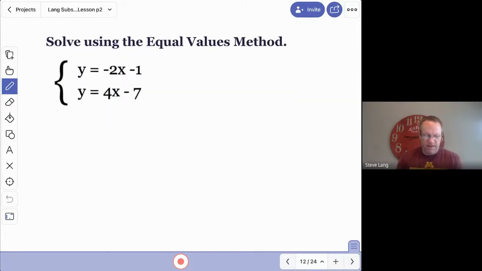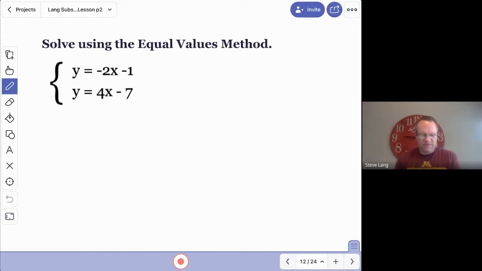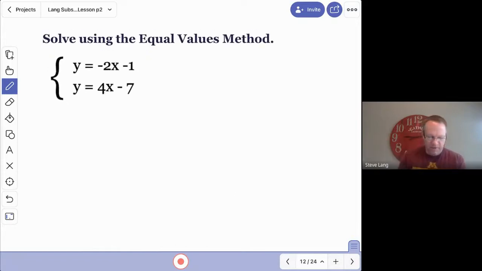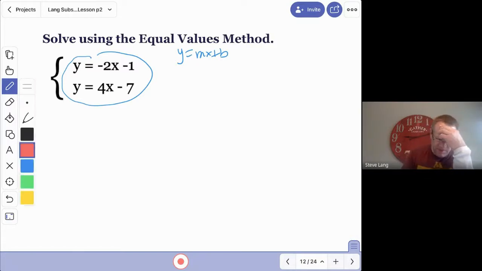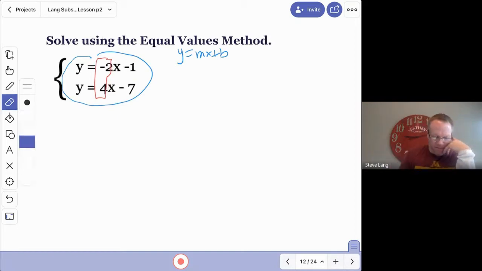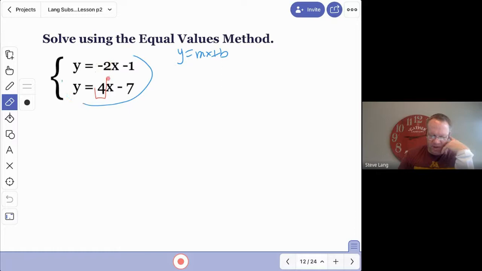Now, equal values method. This one, I need both equations to be written in y = mx + b form again. So that's similar to the graphing method. But notice this time for the slopes, they are integers, right? They're not fractions. So when they're integers like this, this is a great time to use equal values method because it's going to be very easy to solve. Okay. So I'm trying to point out today like when you would use these methods. Okay. Like why do we need so many methods?